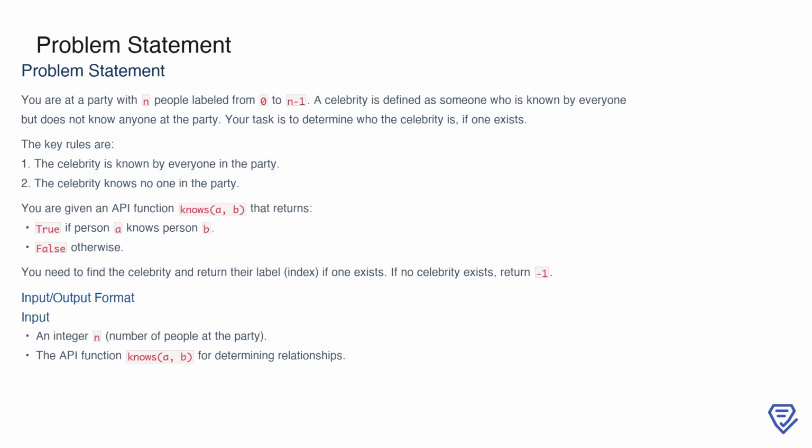To help with this, you have access to a function called knows(A, B). This function tells you whether person A knows person B. If person A knows person B, it returns true. Otherwise, it returns false. Using this, you need to identify the celebrity by returning their label, which is their index in the range 0 to N-1. If no celebrity exists, you simply return -1.